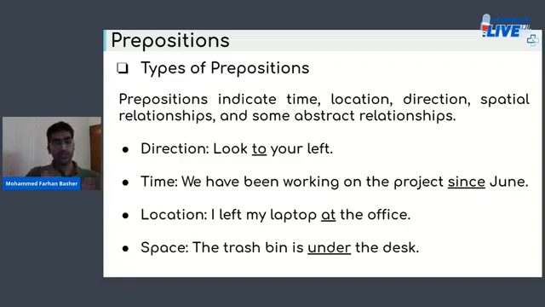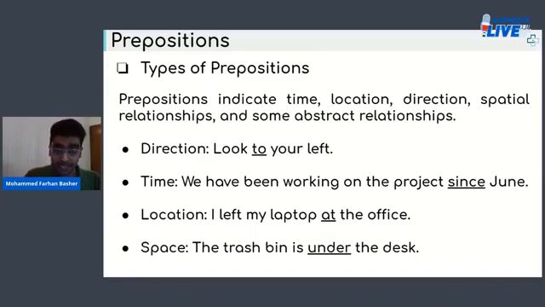To indicate location, or to talk about locations, we use several prepositions. So I left my laptop at the office, right? To pinpoint a location, to talk about a very specific location, and you cannot get any more specific, in such a case you use the preposition at, such as I left my briefcase at home. You cannot be more specific than that. So you say, I left my briefcase at home, or I left my spectacles at the office. I left my laptop at the office, right?